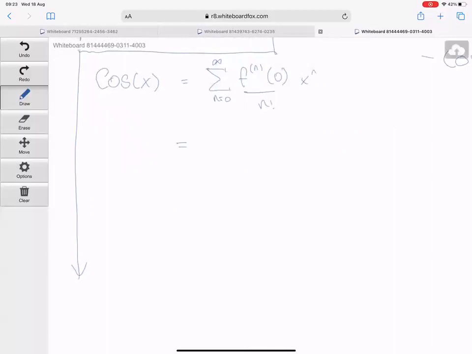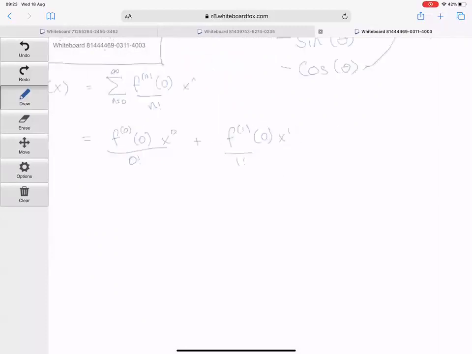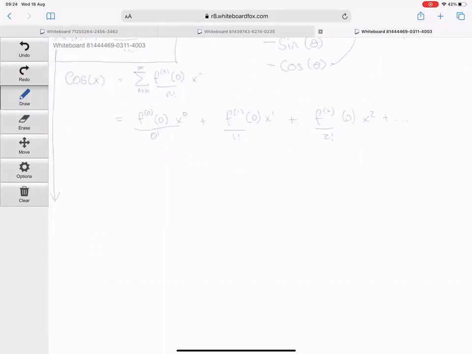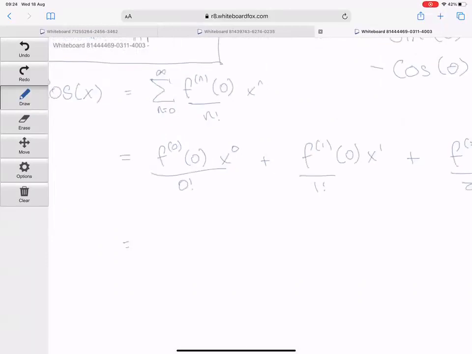So what this means is don't differentiate the function, evaluate the function at 0, divide by n factorial, times x to the n. So when n is 0, it's all 0 for all the terms. Okay, plus the next term, differentiate once, divide by 1 factorial, evaluate at 0, x to 1, plus the next one, and so on and so on.